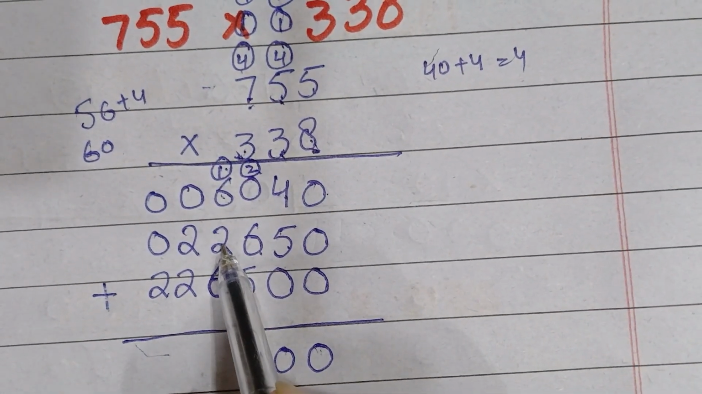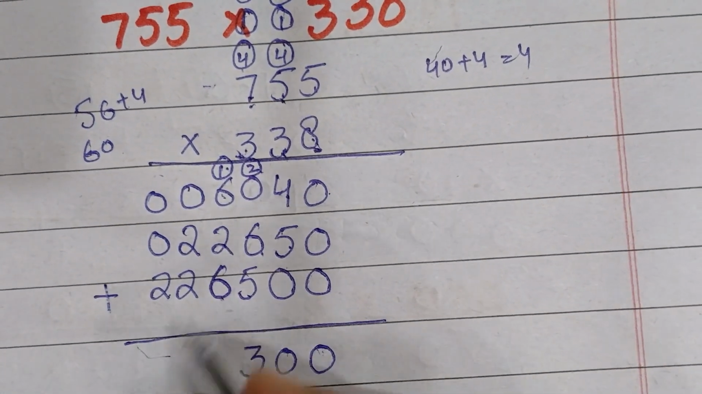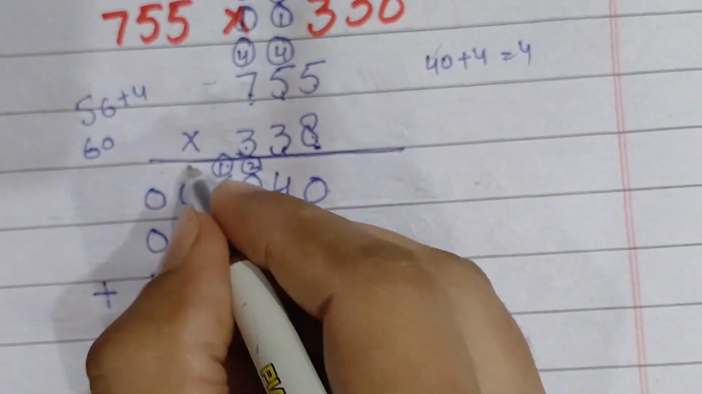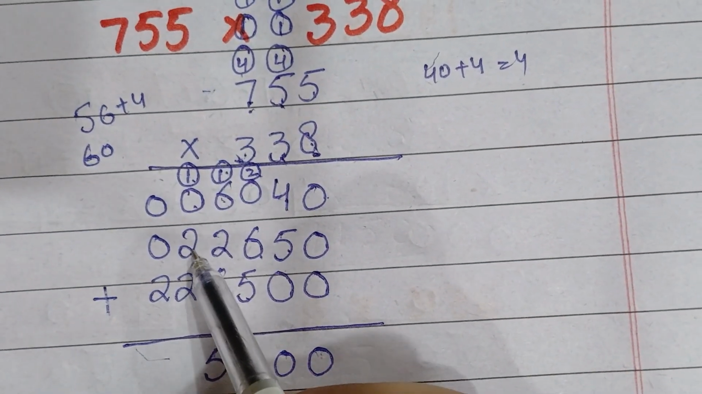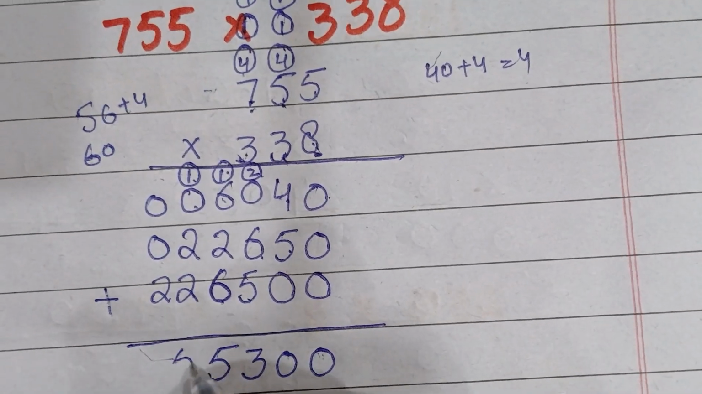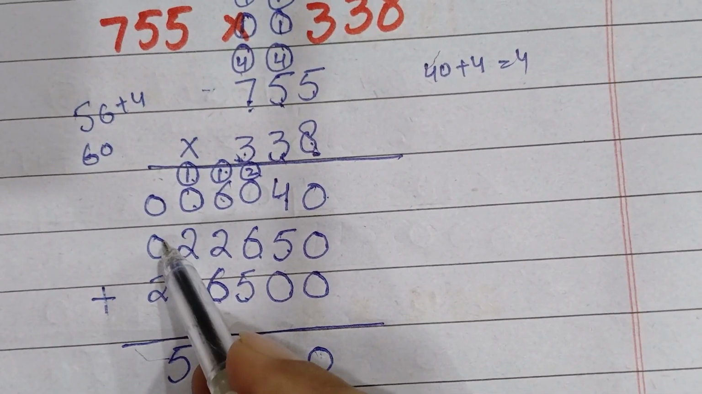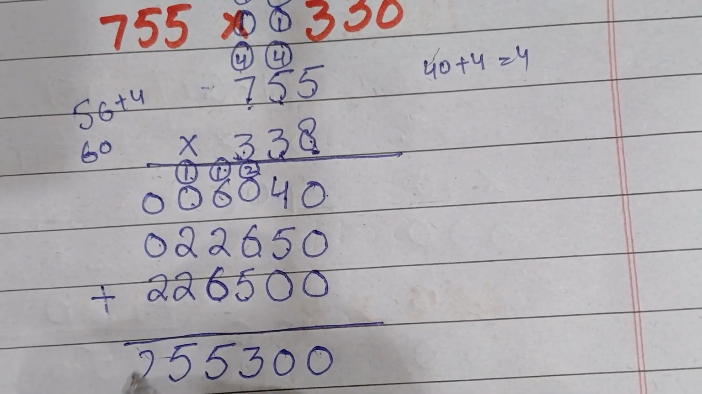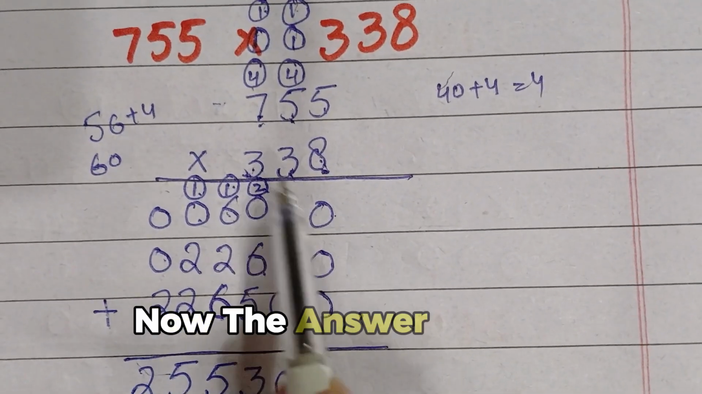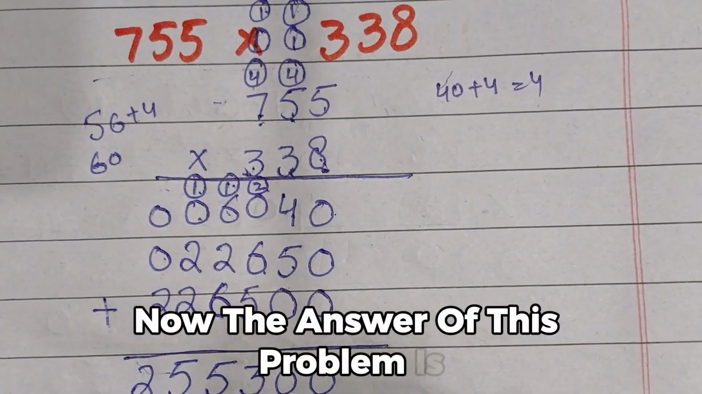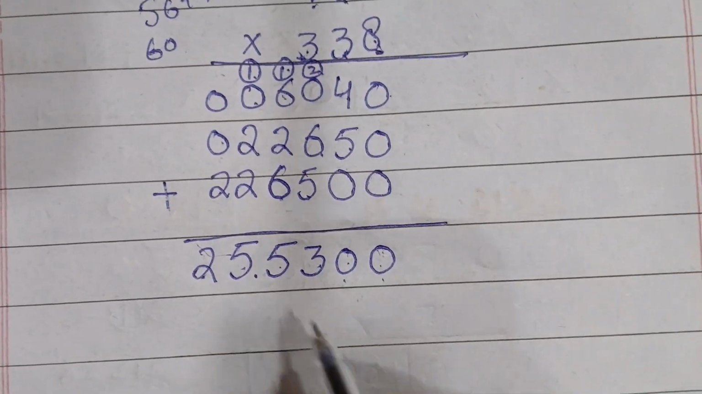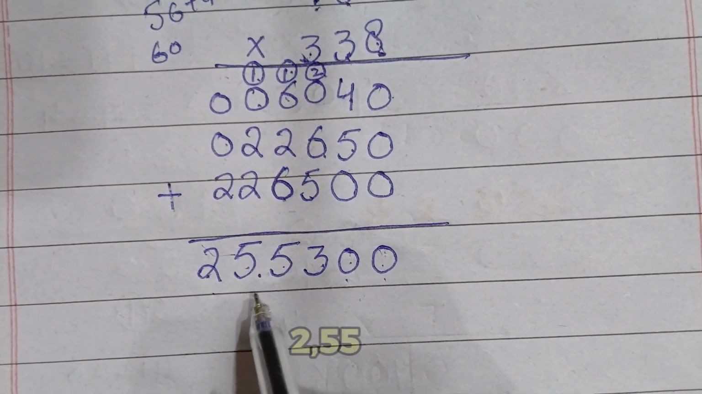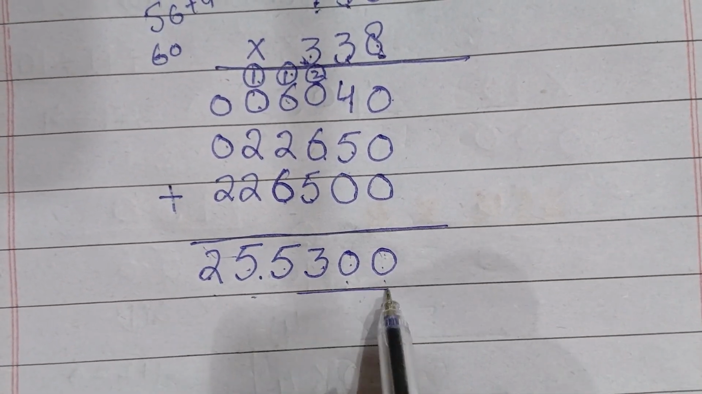7 plus 2 is 9. 9 plus 6 is 15. Write the 5 and 1, carry to the next column. 1 plus 0 is 1. 1 plus 2 is 3. 3 plus 2 is 5. Now write the 5. 0 plus 0 is 0. 0 plus 2 is 2. Now the answer of this example, we obtain 255,300.